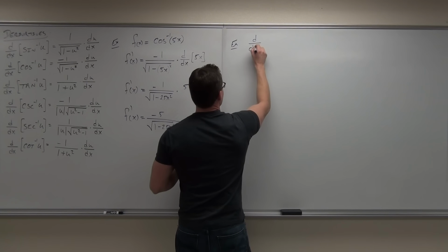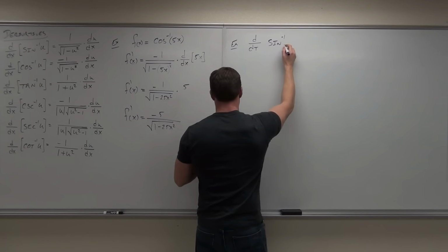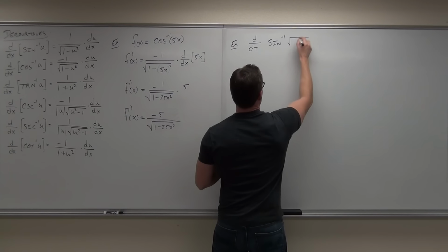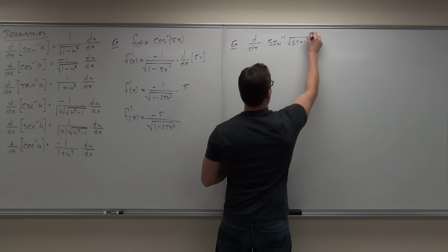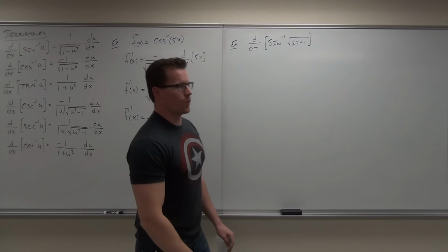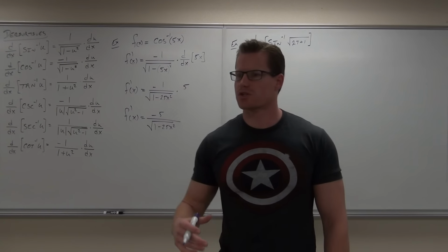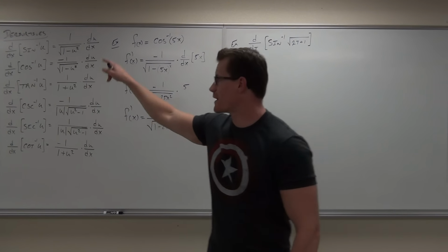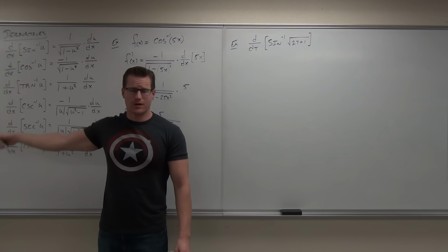Let's find the derivative with respect to t of sine inverse of the square root of 2t plus 1. And you go, oh man, there's lots of stuff in there. Well, firstly identify what you're dealing with here. We're dealing with an inverse trig function, which means it's going to be on that list. So on this list, we're going to look at which one it is. Of course, this is the very first one we had.